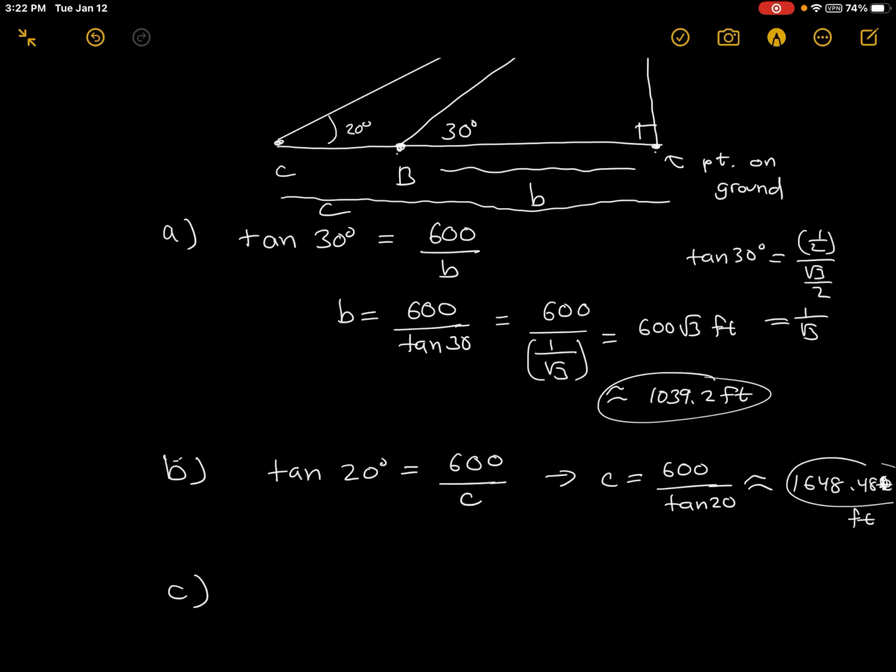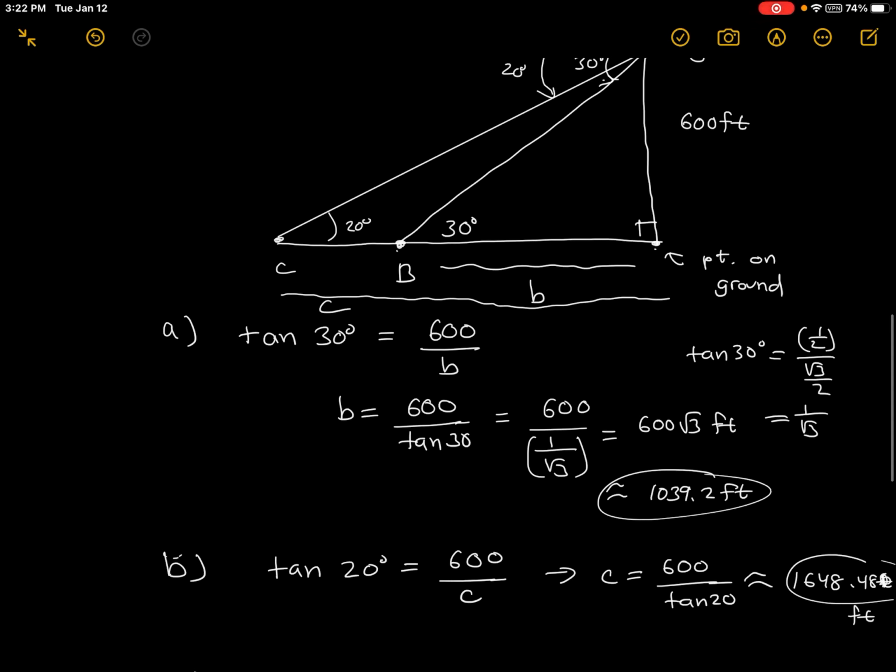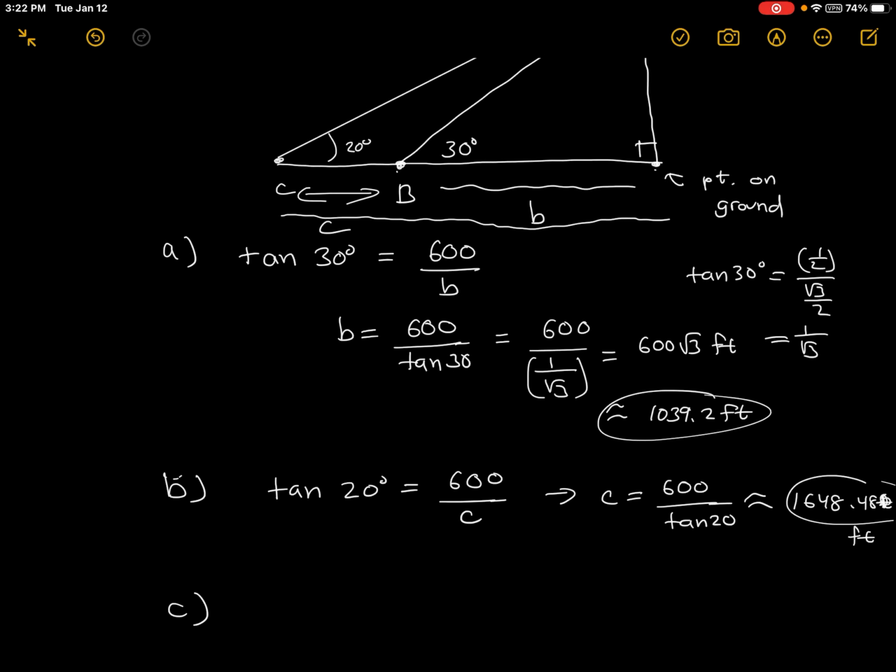For part C, the question is how far apart are the two people? How far is C from B? If you know some basic geometry, if the distance from here to here is C and the distance from here to here is B, the distance between C and B is C minus B. You already have those two values: 1648.48 minus 1039.2 feet. You will get about 609.28 feet. That's how far apart these two people are.